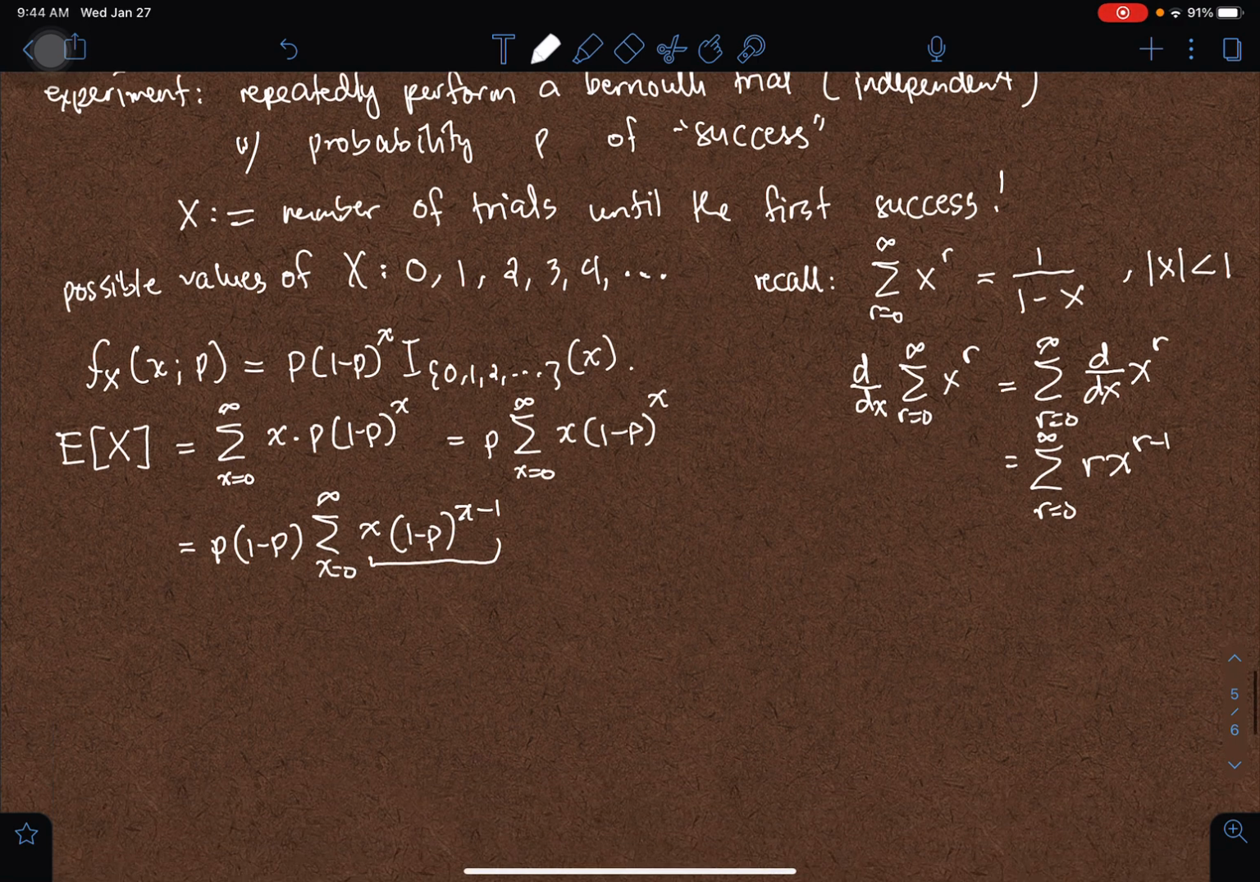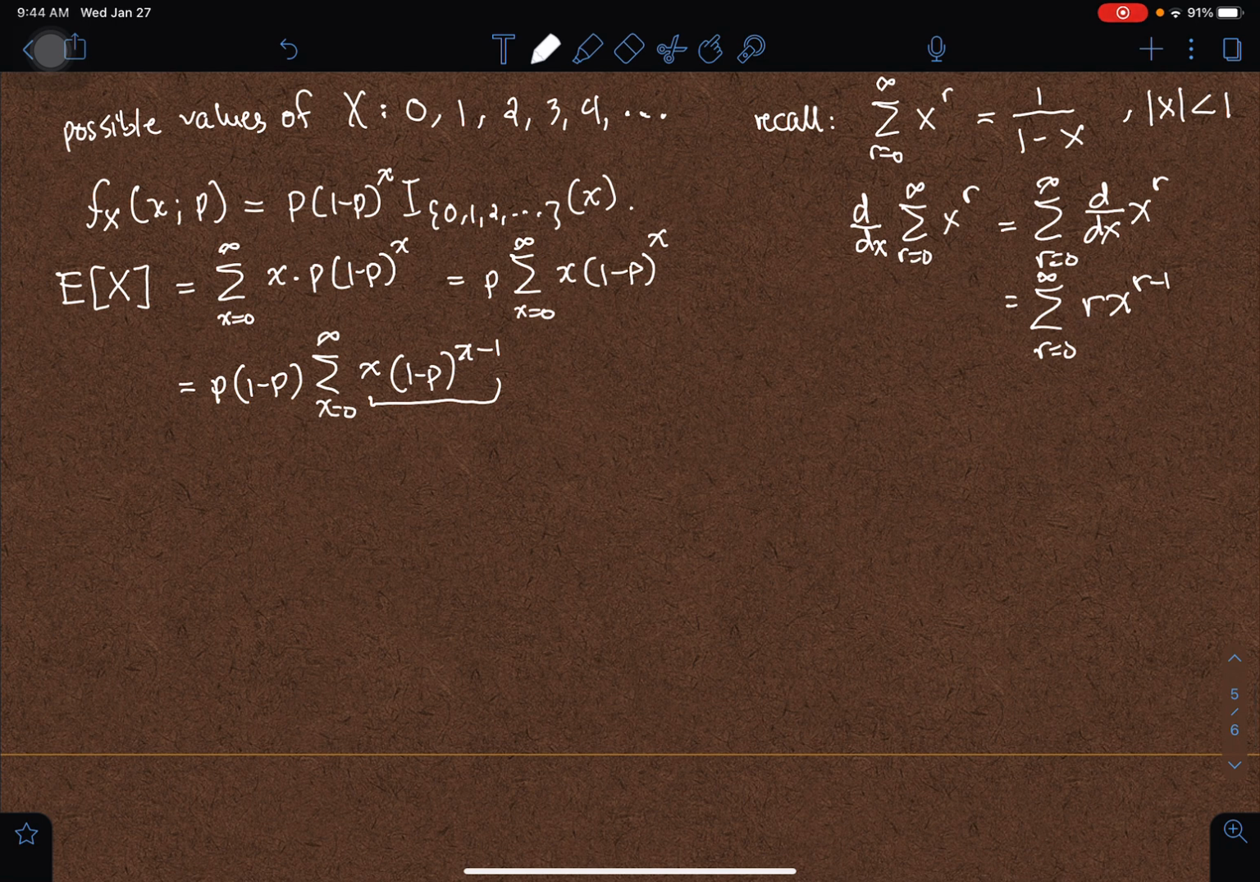Okay. Now, what is that expression? x times (1 minus p) to the x minus 1. Consider this one. If we're going to get the derivative of (1 minus p) raised to x... sorry, it's not with respect to x. It should be with respect to p, because that's our unknown here.